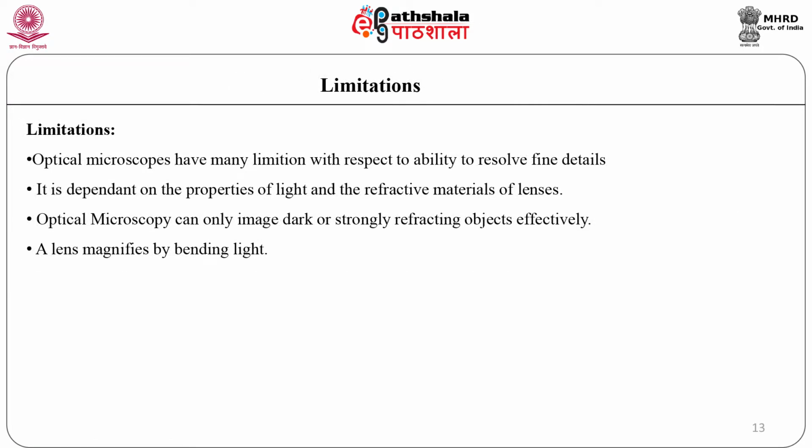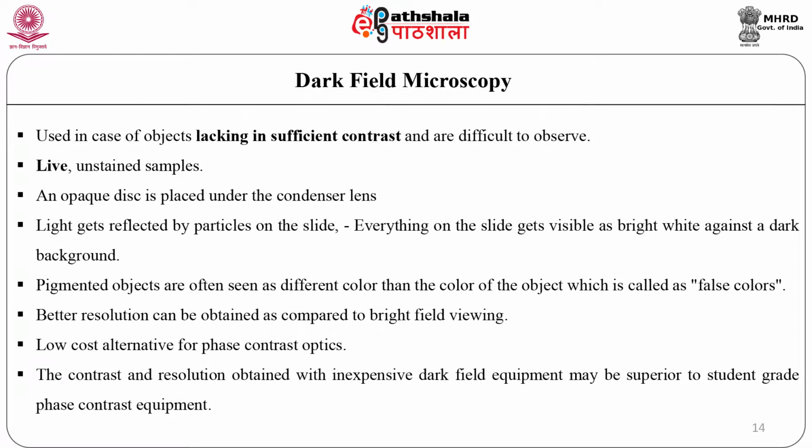Limitations. Optical microscopy can only take images of dark or strongly reflecting objects effectively. Compound optical microscopes have many limitations with respect to the ability to resolve fine details. It is dependent on the properties of light and the refractive material of lenses. A lens magnifies by bending light. Dark field microscope. Dark field microscope is used in case of objects lacking in sufficient contrast and are difficult to observe.